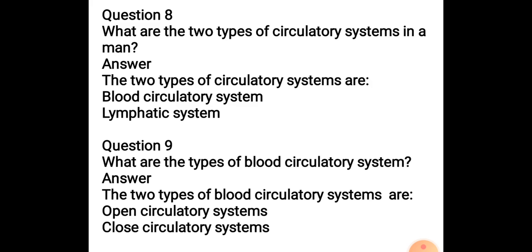What are the types of blood circulatory system? The blood circulatory system is further divided into two types, open circulatory system and closed circulatory system. In the open circulatory system, the blood is in direct contact with the cells or tissues. There are no tubes where the blood flows. But in the closed circulatory system, a network of tubes is present and the blood flows through these tubes only.